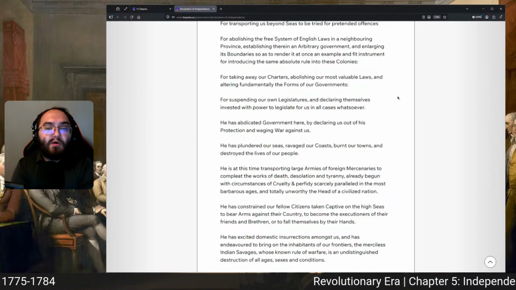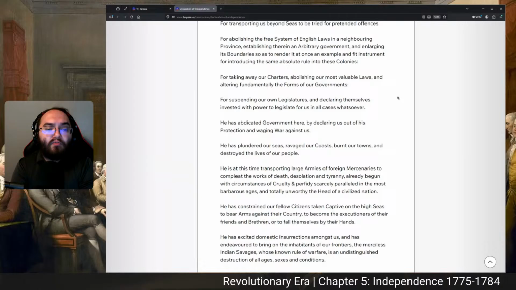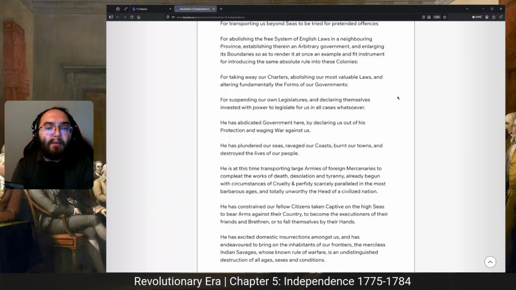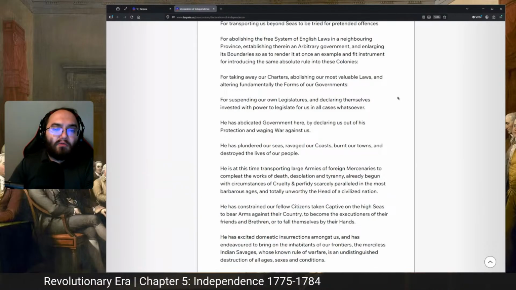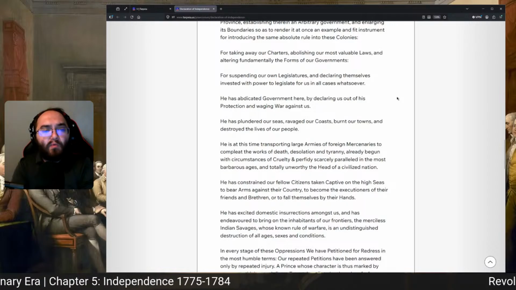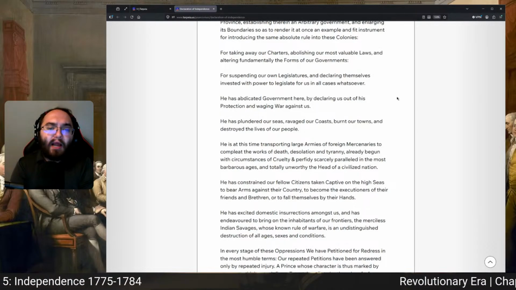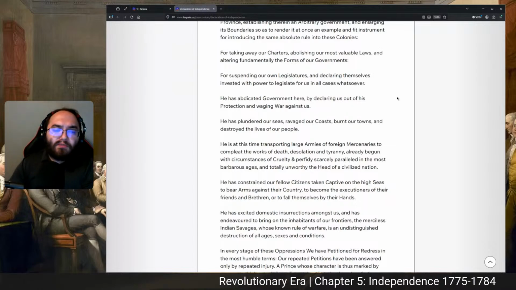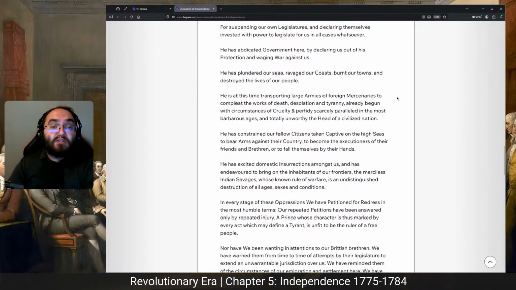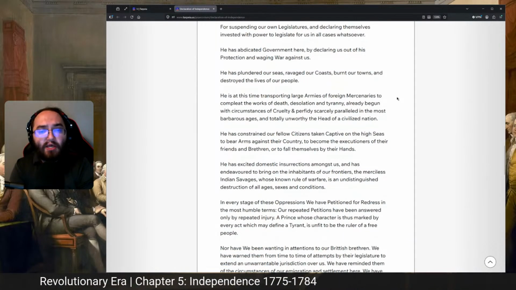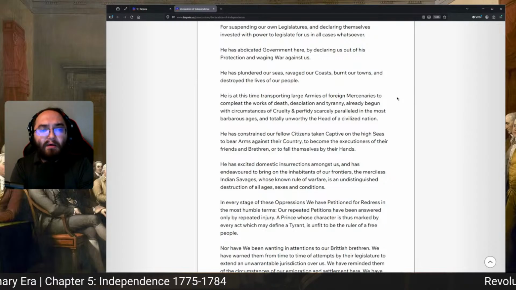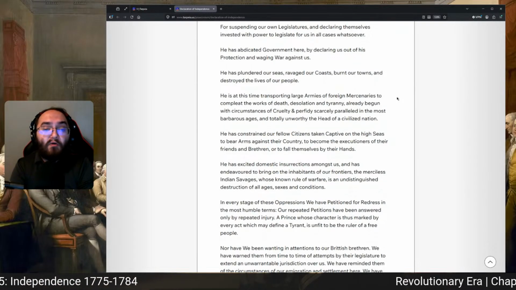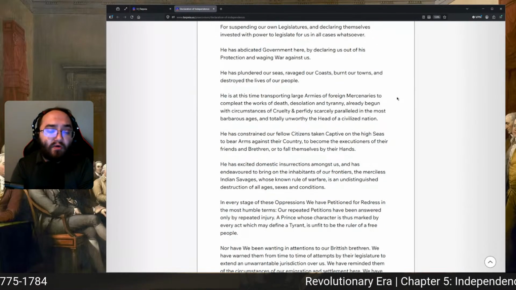once an example and fit instrument for introducing the same absolute rule into these colonies, for taking away our charters, abolishing our most valuable laws, and altering fundamentally the forms of our governments, for suspending our own legislatures and declaring themselves invested with power to legislate for us in all cases whatsoever.